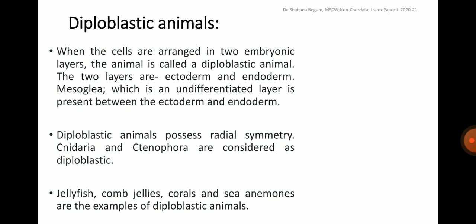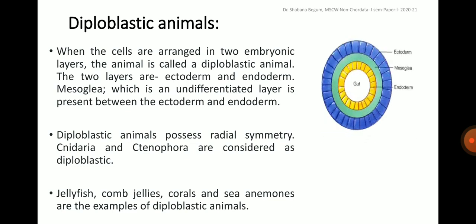Examples: Cnidaria and Ctenophora are considered diploblastic. Jellyfishes, comb jellies, corals and sea anemones are the other examples of diploblastic animals. So, this figure in the slide depicts the germ layers, especially the outer ectoderm, inner endoderm, and in between which there is a jelly-like mesoglea present in diploblastic animals.